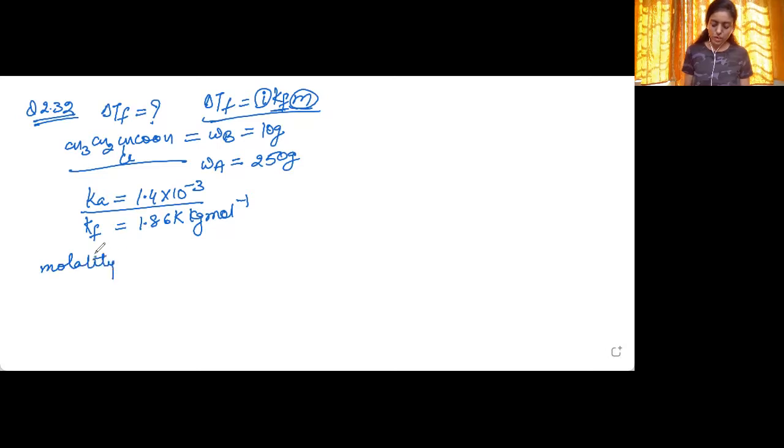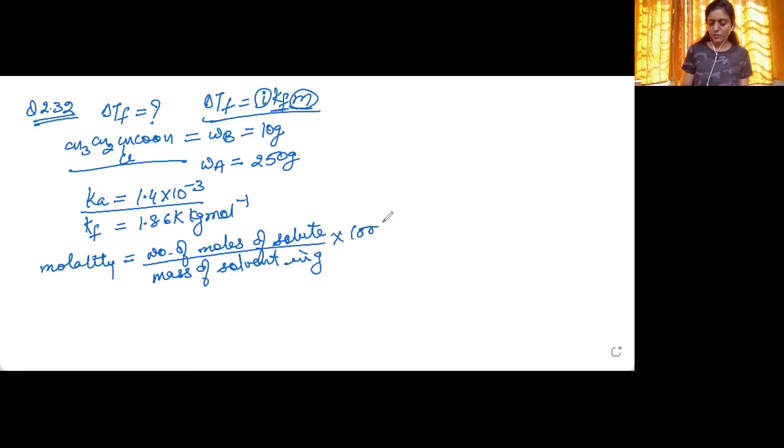From the formula, molality is equal to number of moles of solute upon mass of solvent in gram multiplied by 1000. Now we need to know the number of moles of solute. The formula and the weight of the solute have been given, but the number of moles has not been given. So nB is equal to WB upon MB, where MB is the molar mass of the solute, that is, given mass upon molar mass. Given mass is 10 gram.